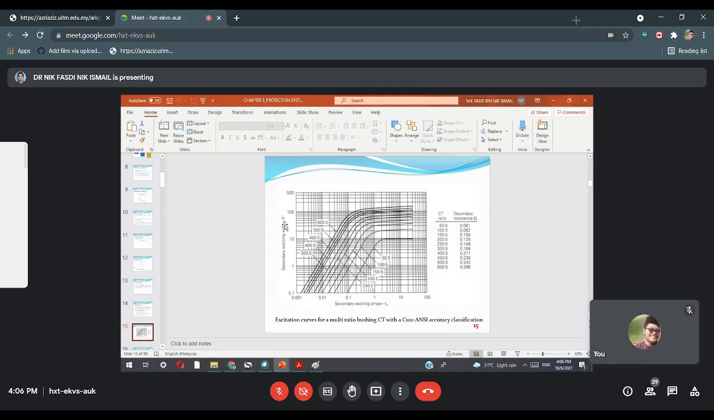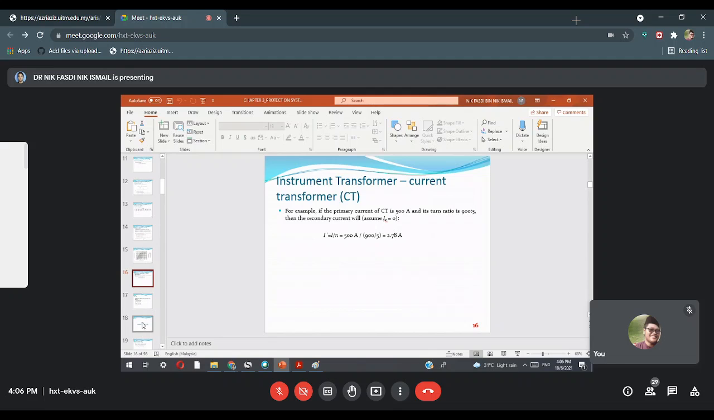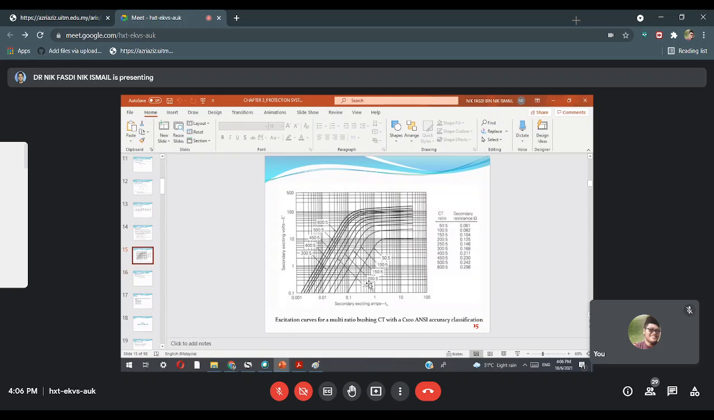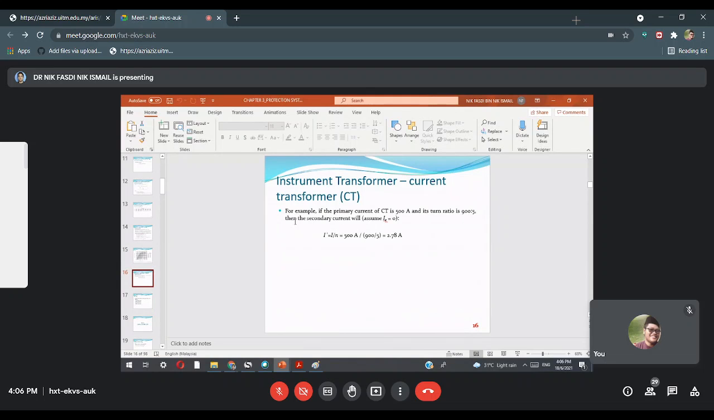So daripada secondary voltage ni, you boleh tahu the value of secondary exciting ampere. Kenapa? Sebab nanti you nak tahu the value of secondary lah. Macam ni lah kita nak tahu secondary current berapa. For example, if the CT ratio is 500 ampere and turn is 900 over 5, yang ini kat sini lah. Contoh je 900/5 tak apalah. When the secondary current will assume IE is 0 extension, so we can know the value of I prime ataupun secondary current which is 2.78.